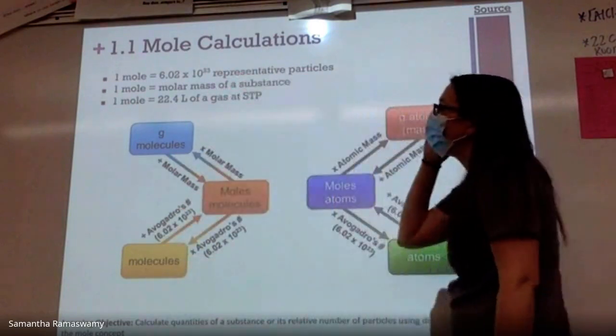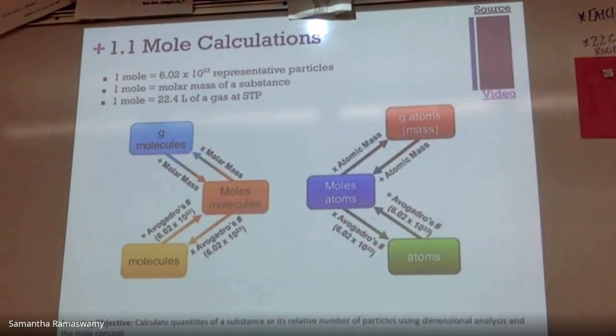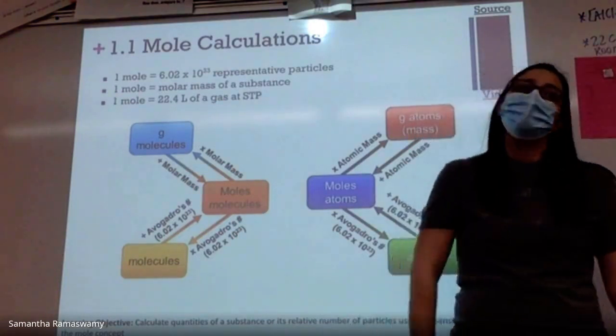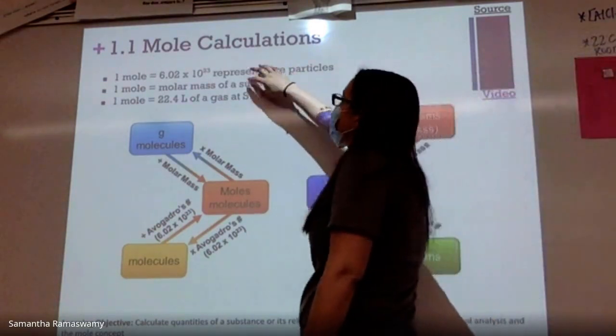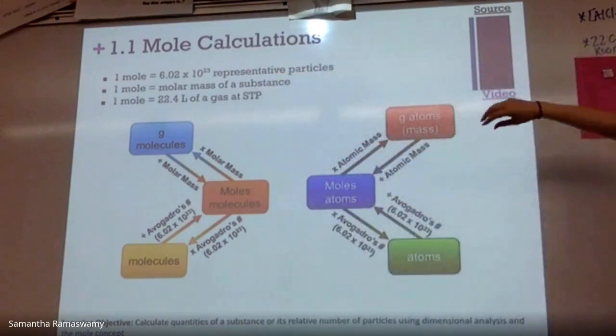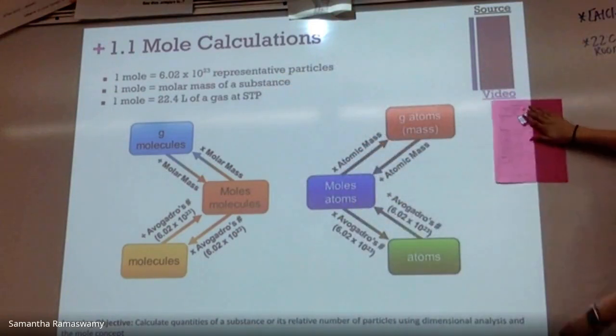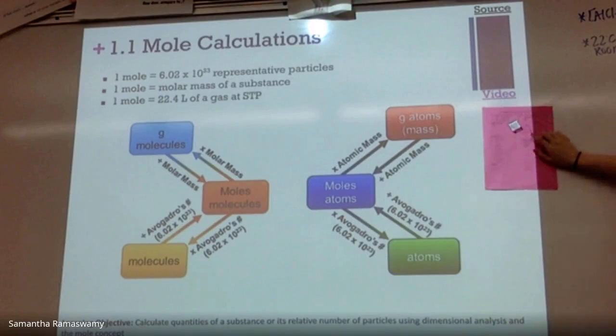For 1.1, this is doing calculations. Can you do calculations between grams and moles, between atoms and moles, or molecules and moles, or from molecules to grams? This is all of the different mole calculations. Remember, on the equation sheet, you have Avogadro's number. You don't actually need to memorize it. You have it right under atomic structure as one of the constants.